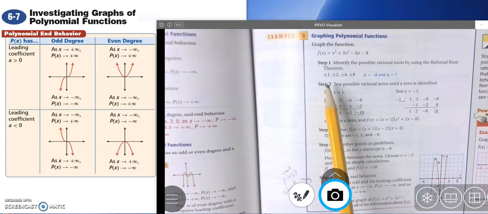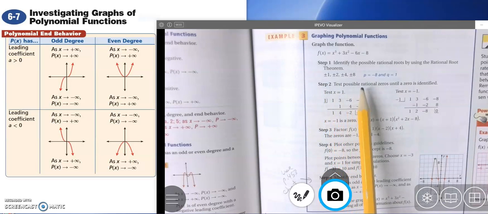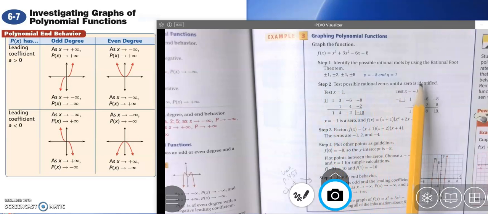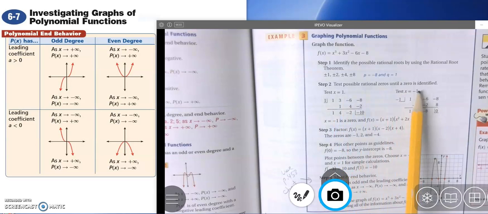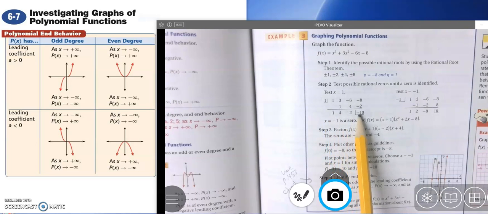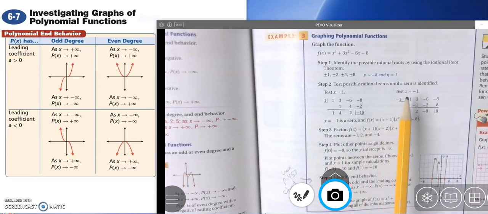Step 2, we're now going to test possible rational zeros until a zero is identified. We're going to test x equals 1 and x equals -1 using synthetic division. When I do that, x equals 1 has a remainder of -10, so that doesn't work. However, when we test -1, we see that we have a 0 here. Therefore, -1 is a solution.